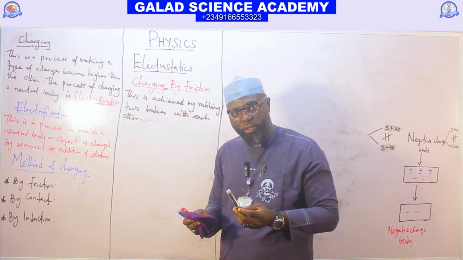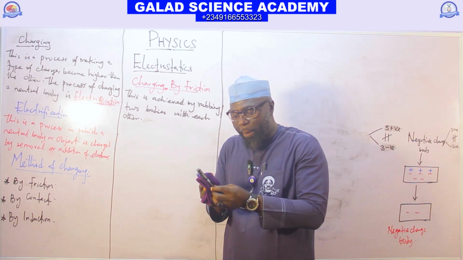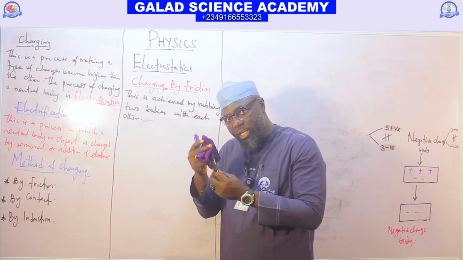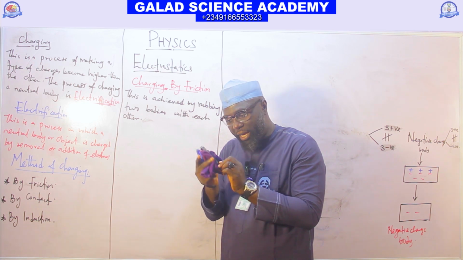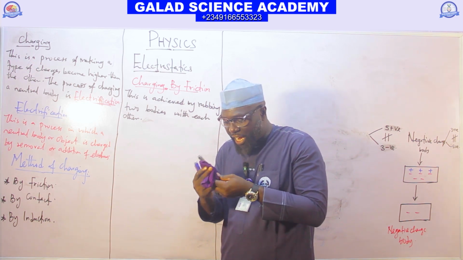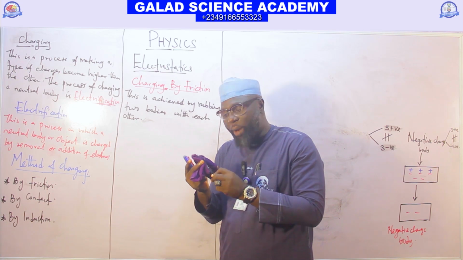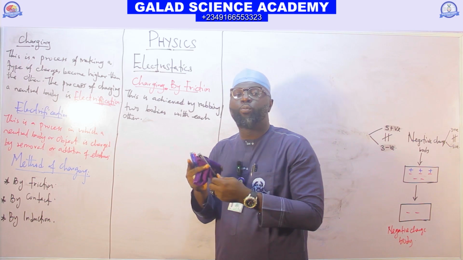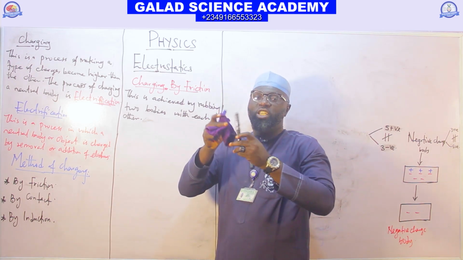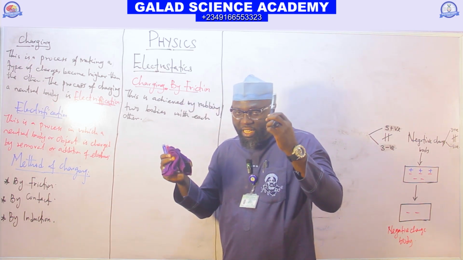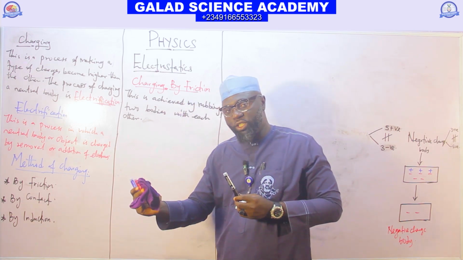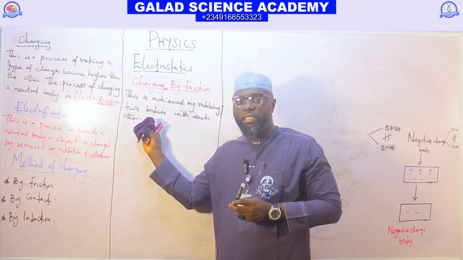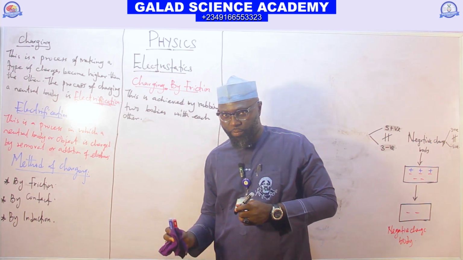If I'm now trying to make them charged, I rub this marker with this duster in my hand. So this process of doing this is charging by friction. After rubbing, these two bodies will be charged. This one may contain negative charge, and this one may contain positive charge. That is what we call charging by friction.